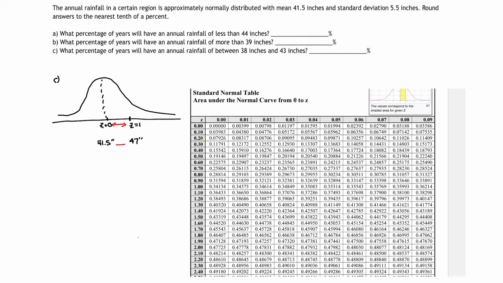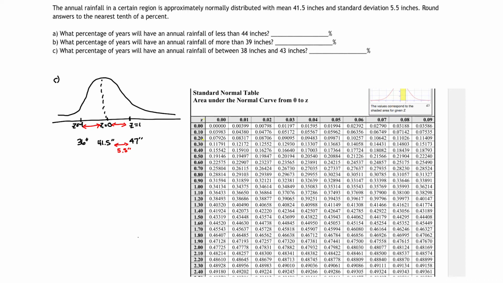So the difference between these two is 5.5 inches. That's where z is 1. I can also go the other direction where z is -1. If I take 5.5 inches in the opposite direction, that tells me I'm at 36 inches over here on this side.